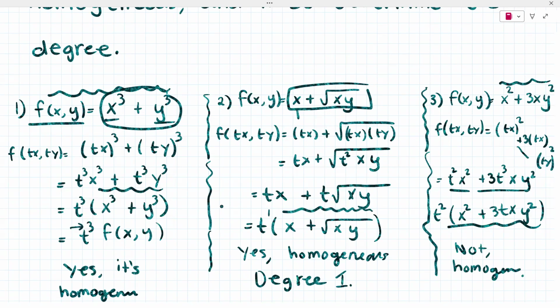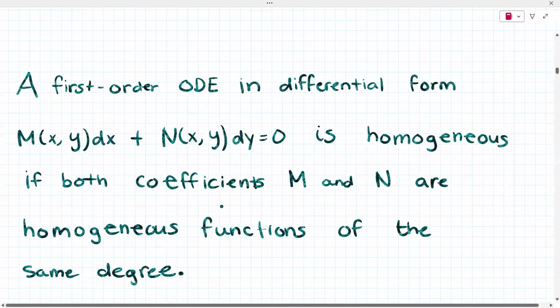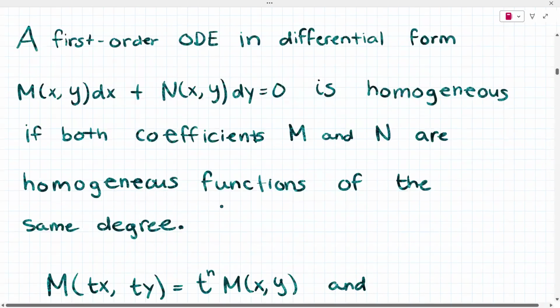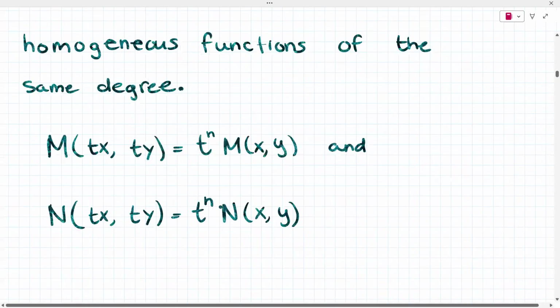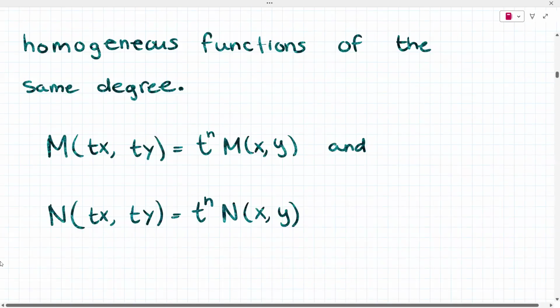Okay, now you can tell if it is homogeneous. Some more vocabulary. A first order ordinary differential equation in the differential form, M of x comma y dx plus N of x comma y dy equals 0, is homogeneous if both coefficients M and N are homogeneous functions of the same degree. So M and N are both homogeneous if you could put it in the homogeneous form, right?